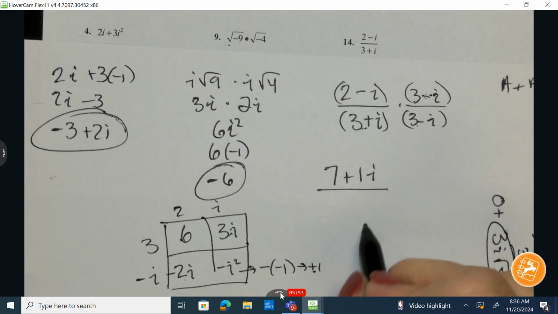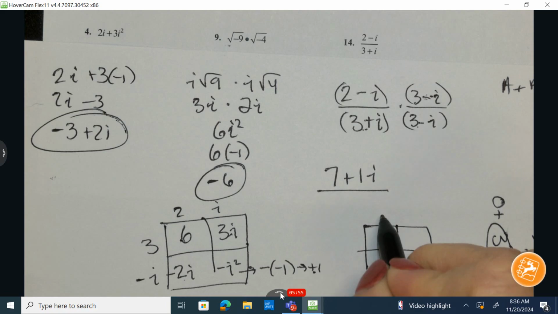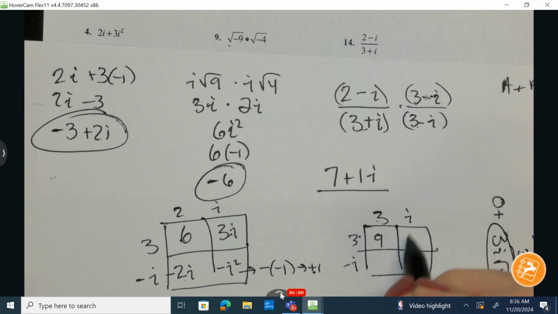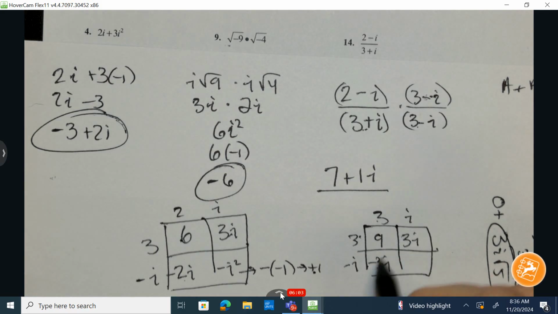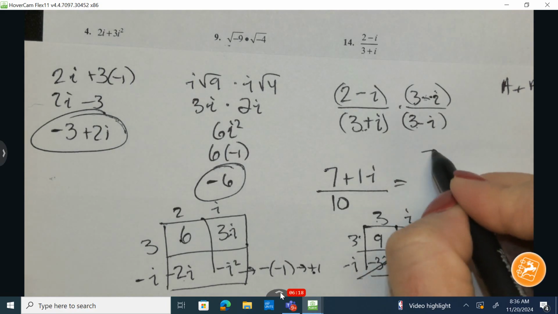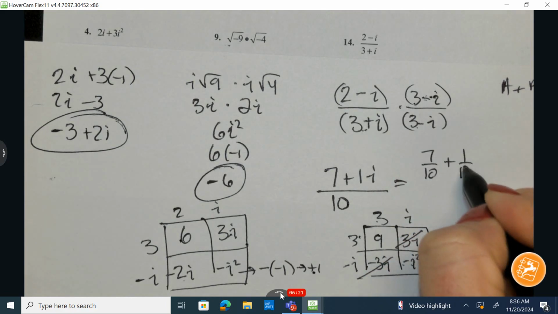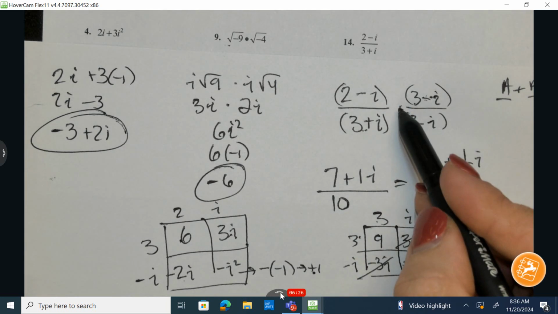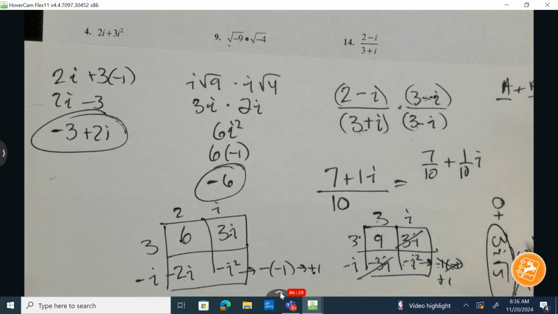I'm going to do the same thing for the denominator. I have 3i and 3 minus i. Multiplying, they give us 9, 3i, negative 3i, and negative i squared. So I have negative, negative 1. There's a negative, and i squared is negative 1. That gives me a positive 1. 9 plus 1 is 10. And these are additive inverses. They cancel out. So I have 7 over 10 plus 1 over 10i. So I'm still in the form a plus bi. I no longer have an i in the bottom, but I accomplished it by multiplying by the conjugate of the denominator.